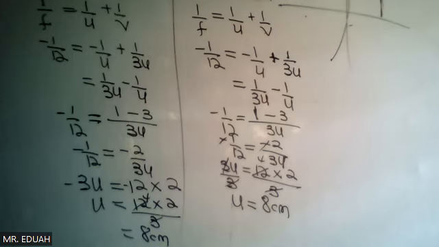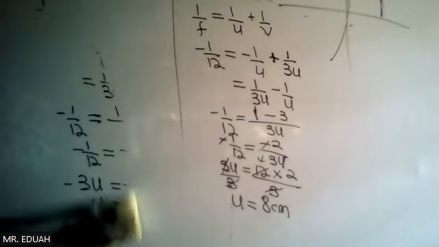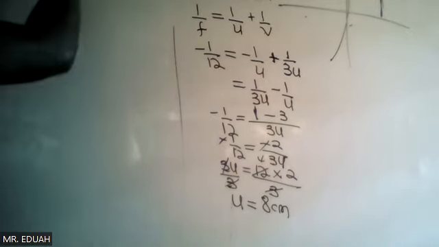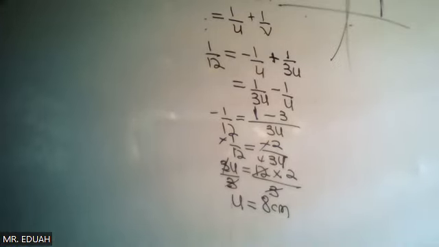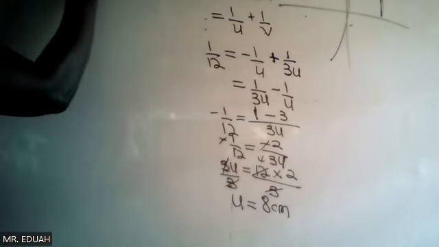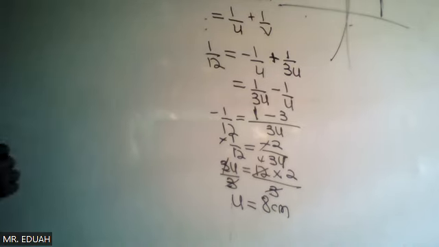Okay, so let's look at B. When it is real and 3 times, you have to confirm your understanding of the NC convention. When it is real and 3 times the size of the object. So this time we are told the image is real. M is still 3 times.